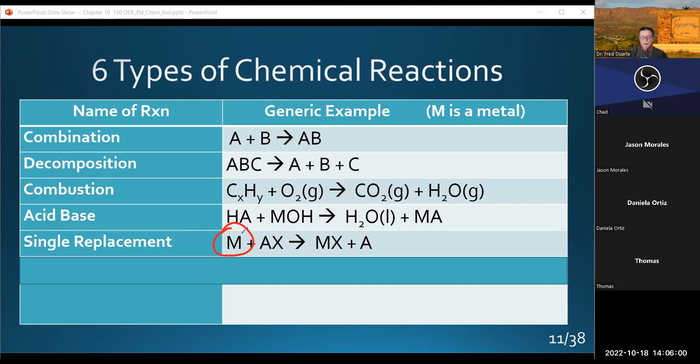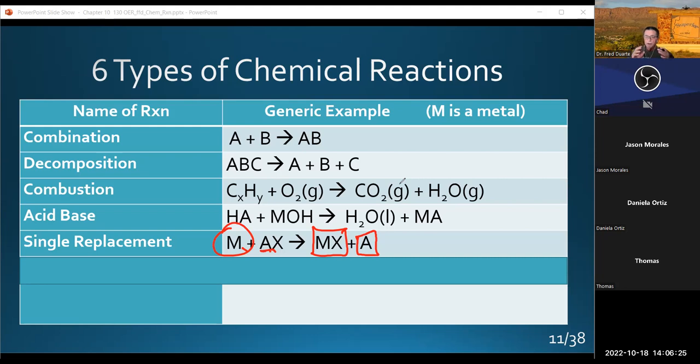So we have a metal in elemental form, which has a zero charge. It's an element, okay? It's going to displace the metal that is combined with X to form the new ionic compound. And then that metal that was combined with X now is converted back to the element. Classic example of this would be plating.